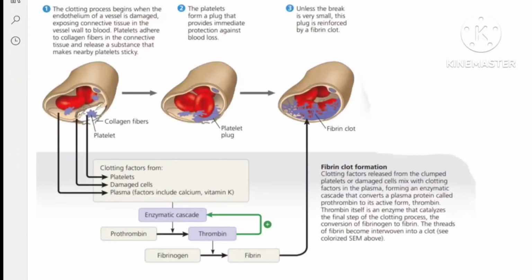So in this video, we are moving further in our NCERT syllabus. Now today we will be discussing the coagulation of the blood. Before I explain the NCERT line, try to understand this diagram carefully.